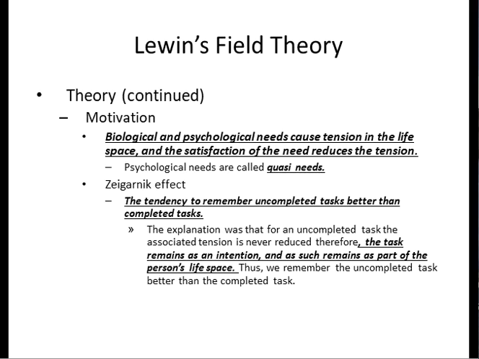Lewin also looked at motivation. The idea is that biological and psychological needs cause tension in the life space, and the satisfaction of the need reduces the tension. So having these needs causes tension that we have to deal with. These psychological needs are called quasi-needs, he refers to them.